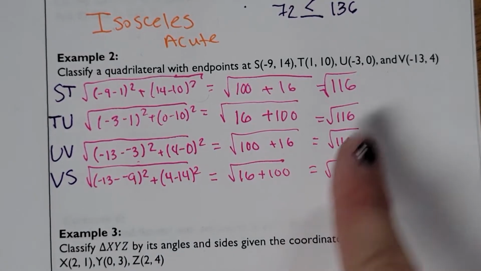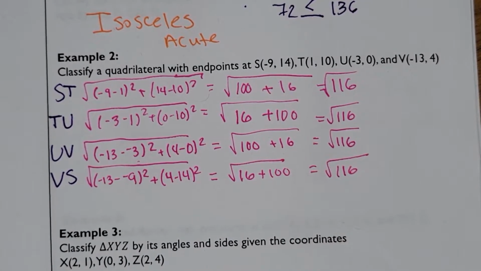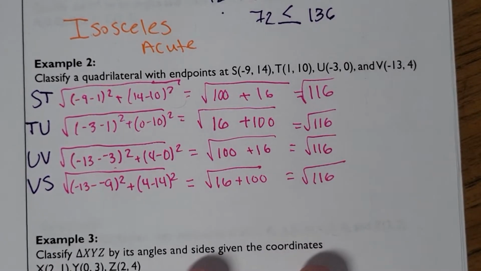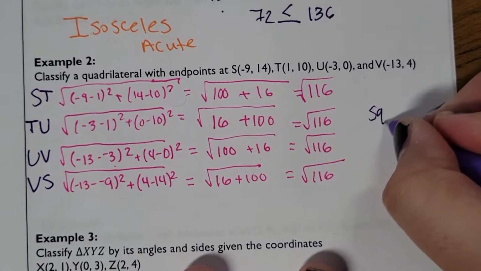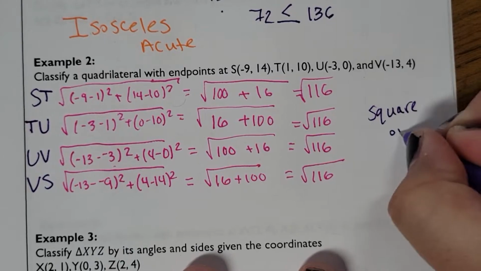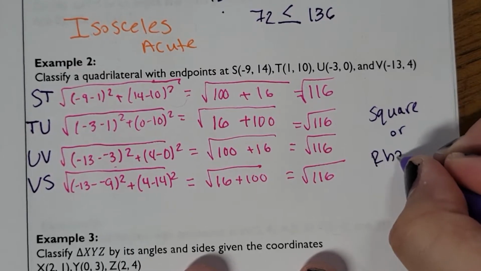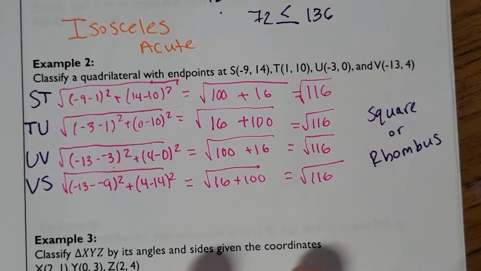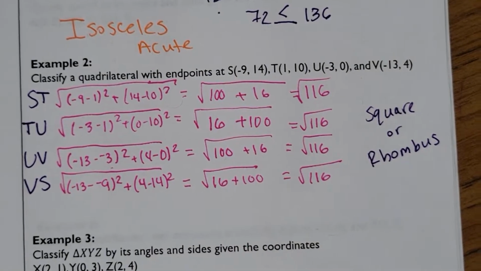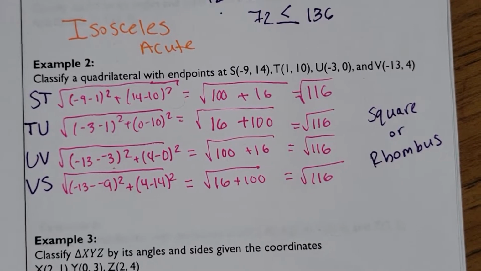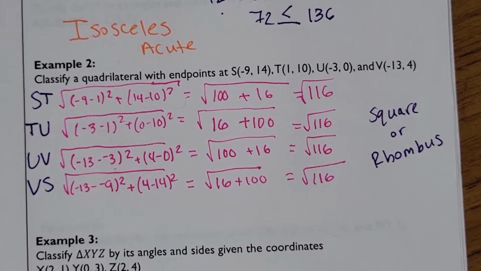So what this tells me is all 4 sides are the same, which gives me 2 ideas. It is either a square or a rhombus, right? We know that a rhombus has all 4 equal sides, and it passes that property down to a square. So a square also has 4 equal sides. So we need to decide, is this a square or a rhombus?